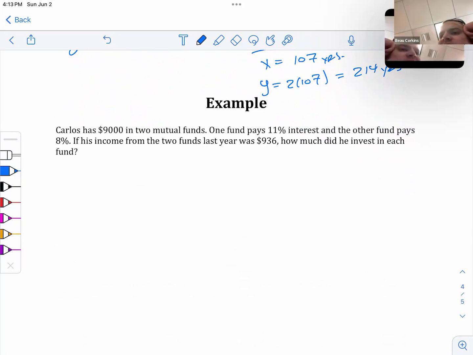Example: Carlos has $9,000 in 2 mutual funds. One fund pays 11% interest and the other fund pays 8%. If his income from the 2 funds last year was $936, how much did he invest in each fund? So once again, x equals money in fund, and we can even be more specific, money in 11% fund.